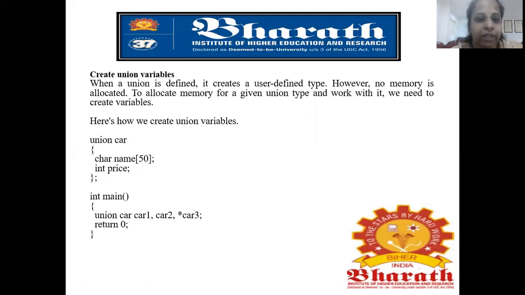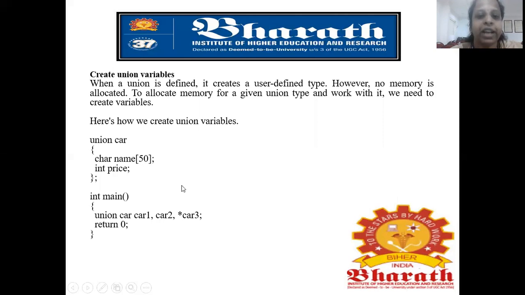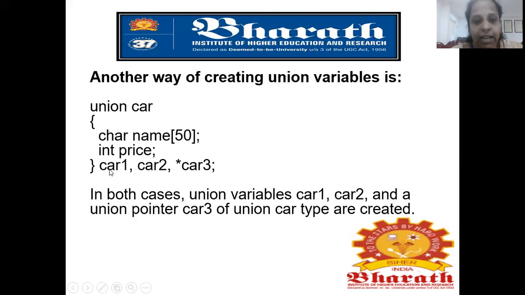So next is creating union variables. When a union is defined, after defining it, we can create a union variable. It is a user defined data type, which is defined by us, the user. However, no memory is allocated. To allocate the memory for a union type, we have to create variables. So this is the way by which the memory is allocated. Another way of creating a union variable is by using a pointer operator. That is star.